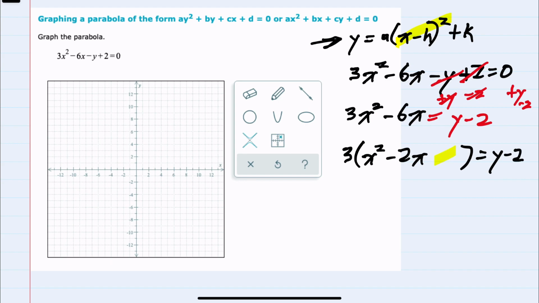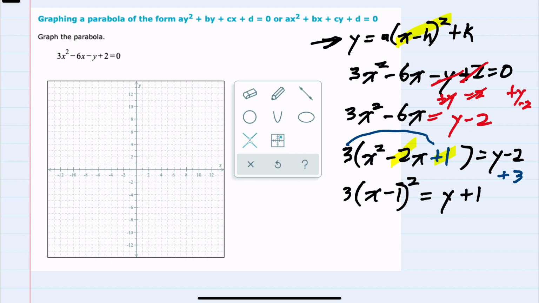And then to complete the square, I need to take half of this middle term and square it. So half of 2 is 1, squared is 1. So I need to add a 1 inside this parentheses. But notice that when the 3 gets distributed, I actually just added 3 to the left-hand side. So in order to keep our equation balanced, I must also add 3 to the right-hand side. From here, everything inside the parentheses is now a perfect square. This is x minus 1 quantity squared equals, I now have y plus 1 on that right-hand side.